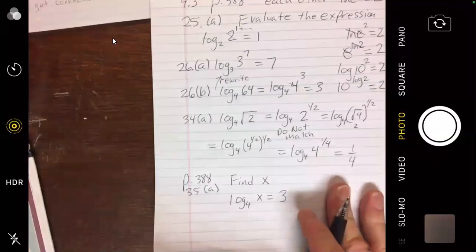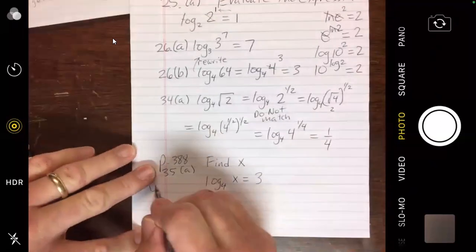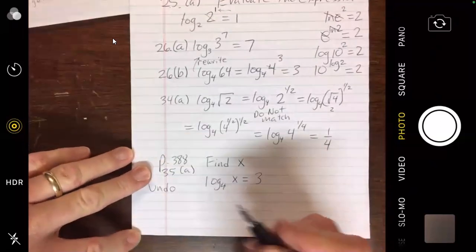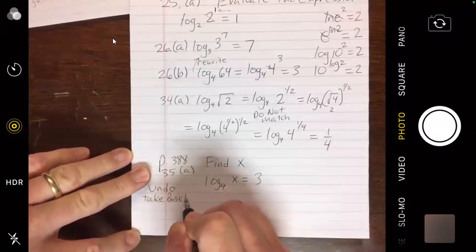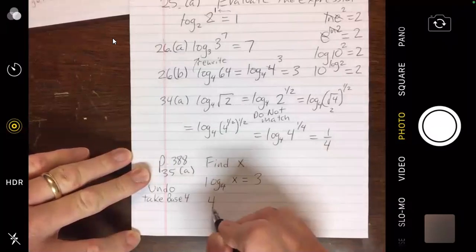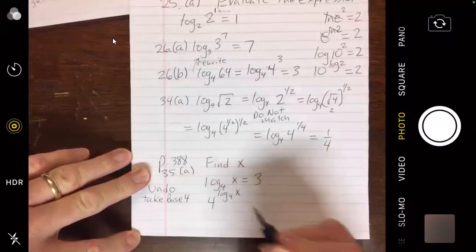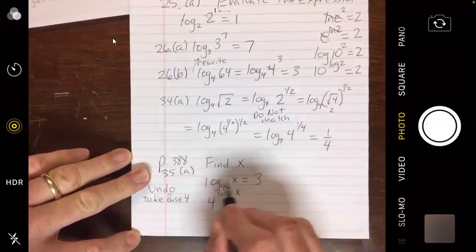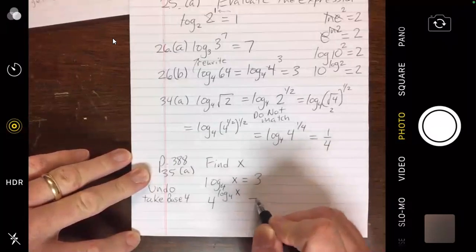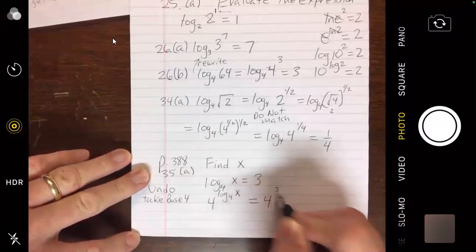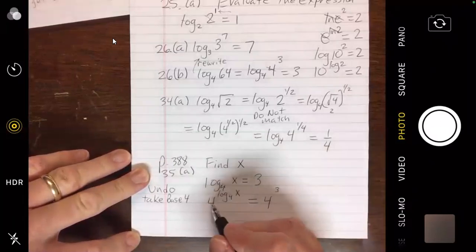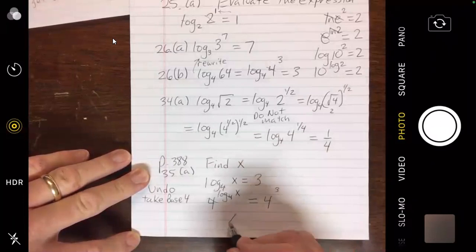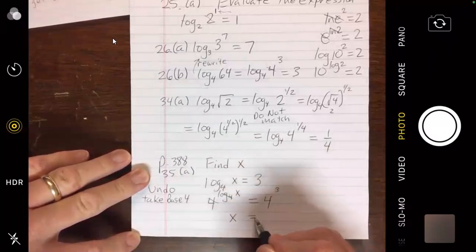And so what you do is you undo. Take a base of 4, 4 to the log base 4 of x, so base 4 raised to this same power. Whatever you do to one side, you got to do to the other side, so the other side becomes 4 to the 3rd. These undo each other. That leaves the x and 4 to the 3rd power, 64.